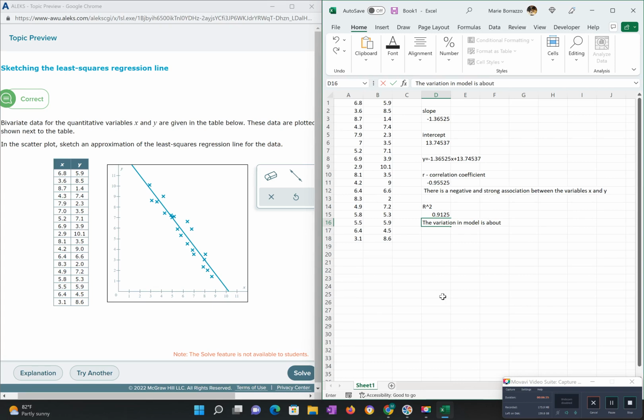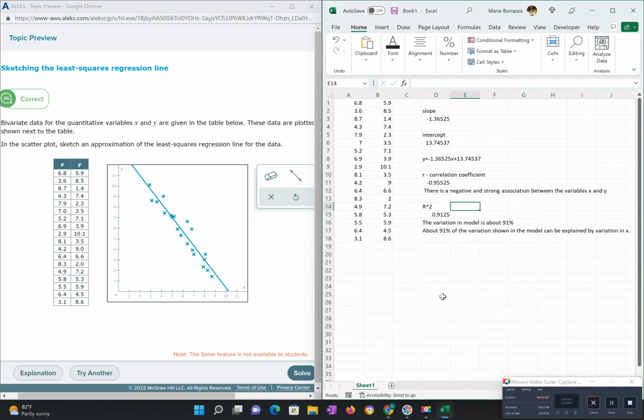about 91%. You can also say about 91% of the variation shown in the model can be explained by variations in x. That's another way.